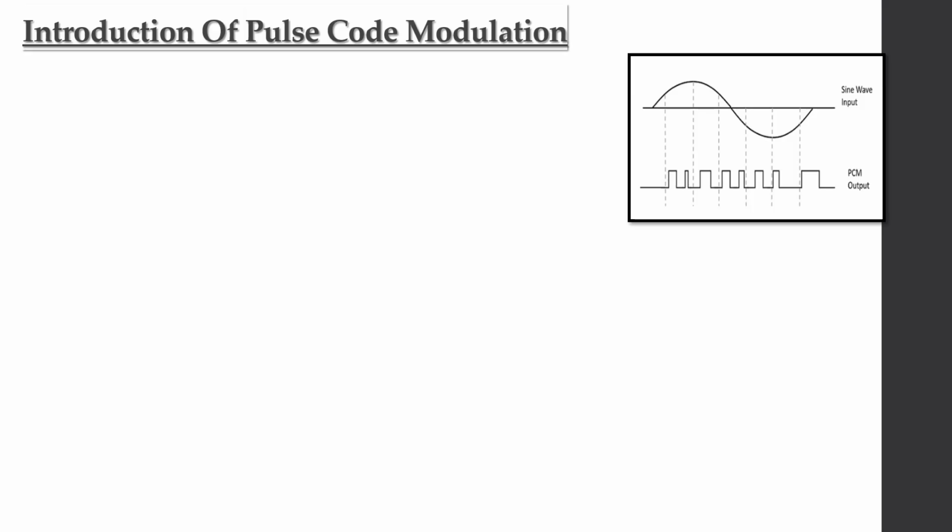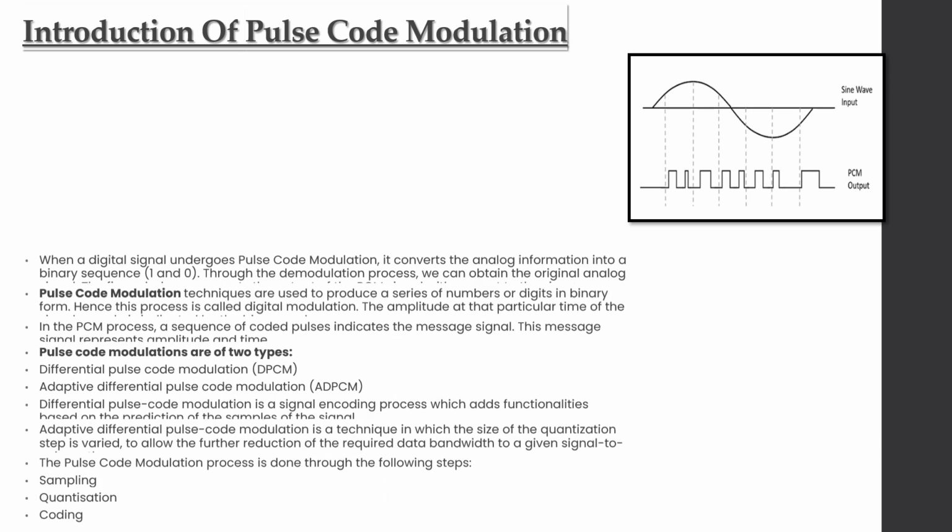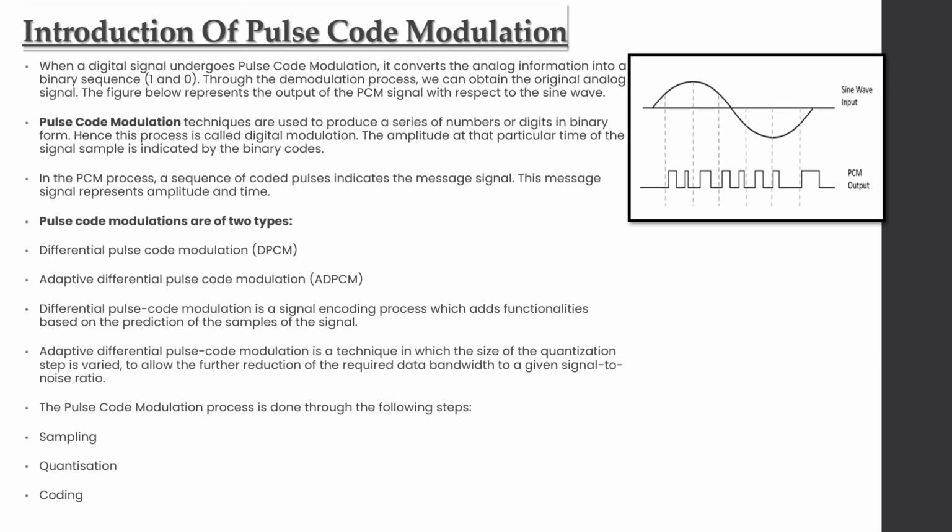So let us start with the introduction of pulse code modulation. When a digital signal undergoes pulse code modulation, it converts the analog information into a binary sequence, 1 and 0. Through the demodulation process, we can obtain the original analog signal. Pulse code modulation techniques are used to produce a series of numbers or digits in binary form. Hence, the process is called digital modulation.